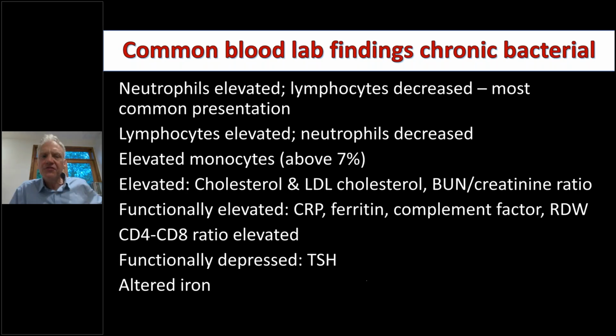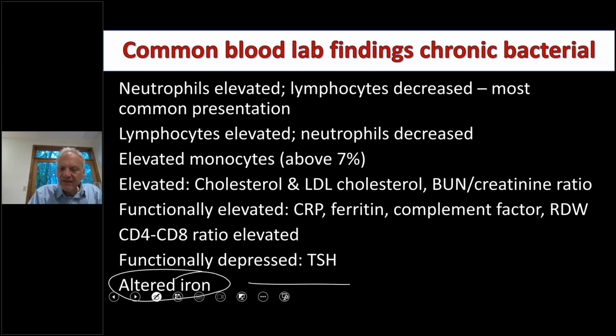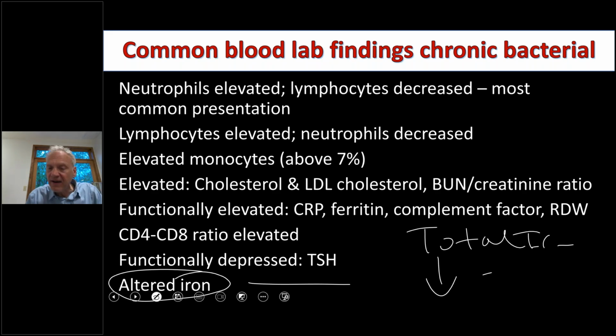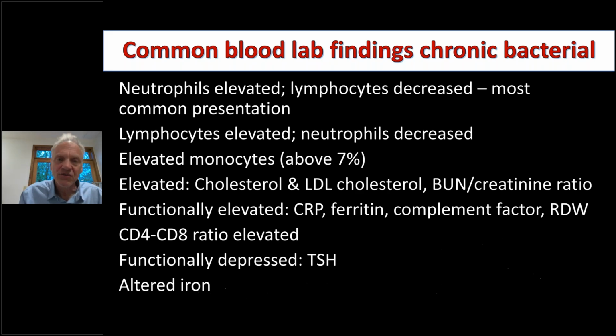All right, common lab findings, chronic bacteria. Okay, I think this is enough. Oh, I want to point this out: altered iron. Bacteria loves to steal iron. So sometimes you'll see total iron either low out of clinical range or high out of clinical range. If I see total iron that's out of clinical range, up or down, and I don't see anything else going on, that's enough for me to say there could be a bacterial infection going on here.